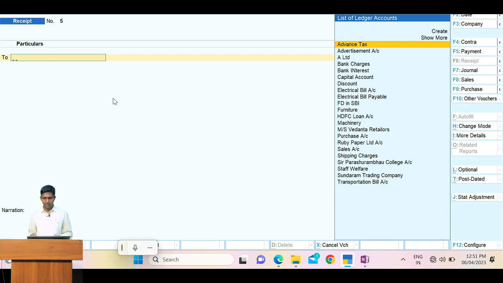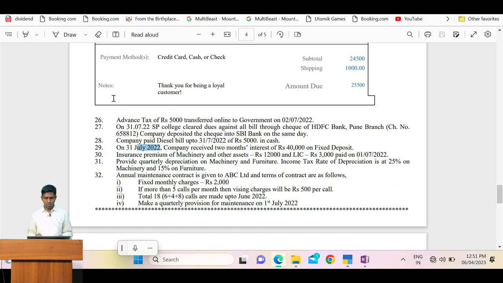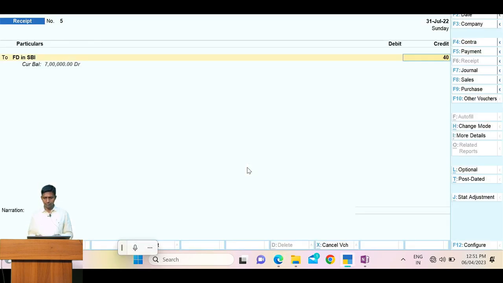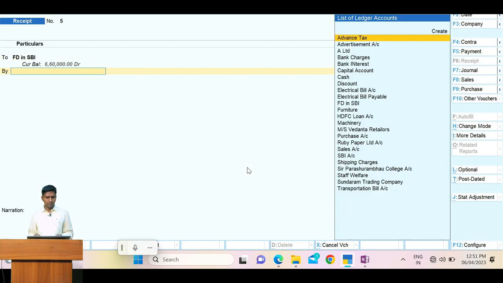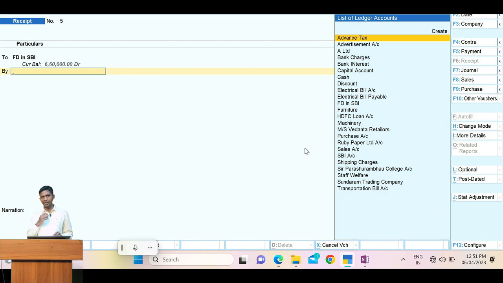We have received interest on FD in SBI, say 2 months interest of rupees 40,000. What will you get? You deposited in SBI, so SBI is going to credit 40,000 to your current or saving account. Getting FD interest means it is credited by the bank in that particular account. If you deposit in SBI and you have an SBI saving account, SBI will deposit the interest in that SBI saving account.